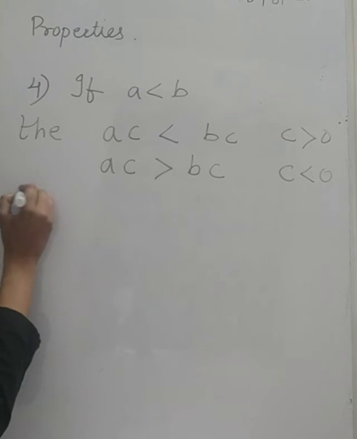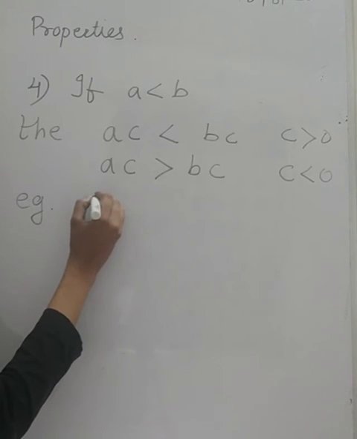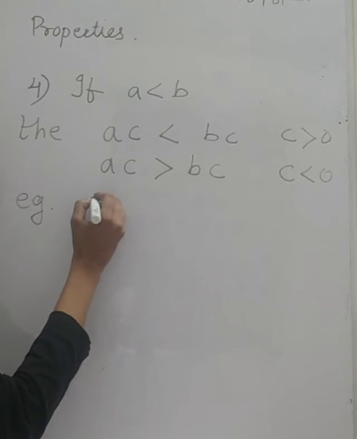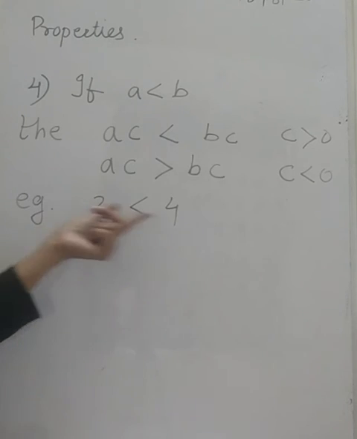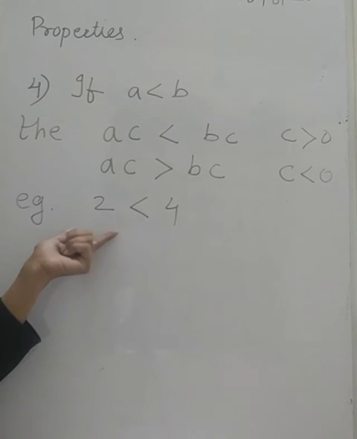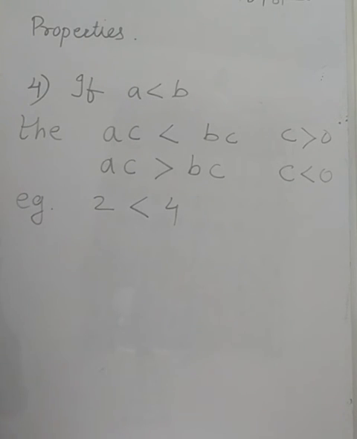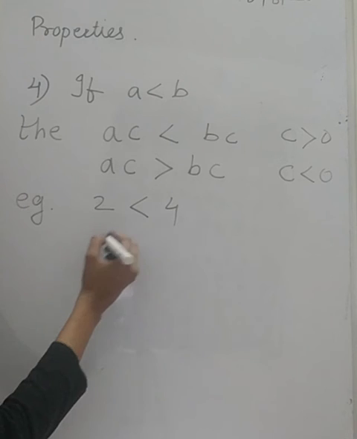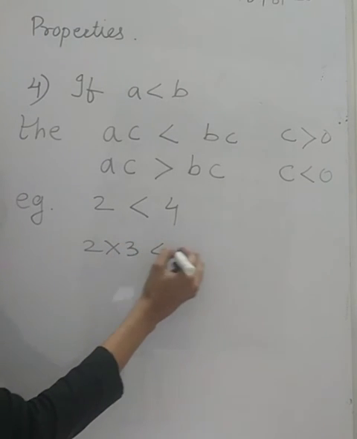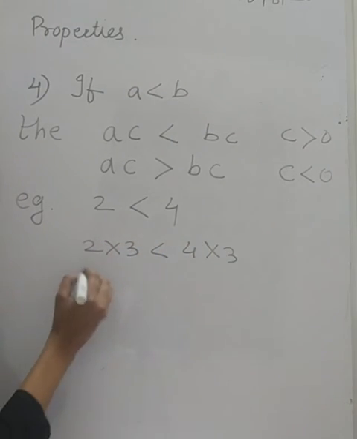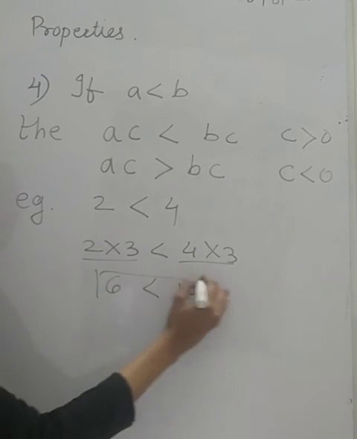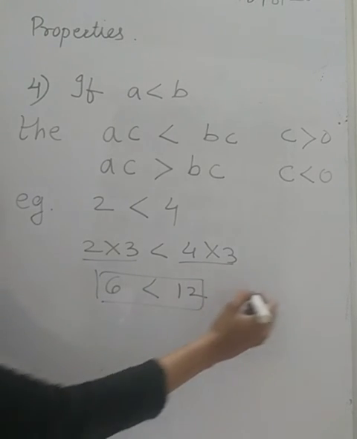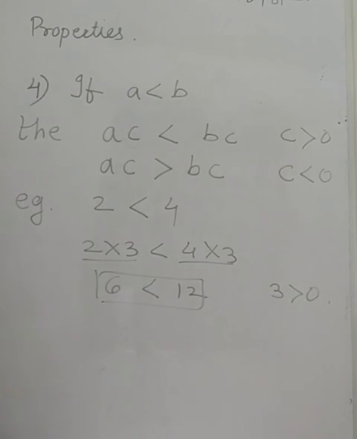Okay, so let's take one example. The same numbers I will have to repeat. If 2 is less than 4, okay, A and B are the two numbers, 4 is B and 2 is A. If I multiply by, let's say, 3, so 2 multiplied by 3 and 4 multiplied by 3, this will be 6, which is less than 12. So this is true if 3 is greater than 0.